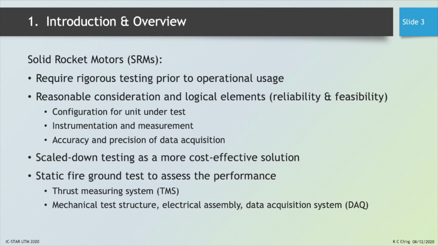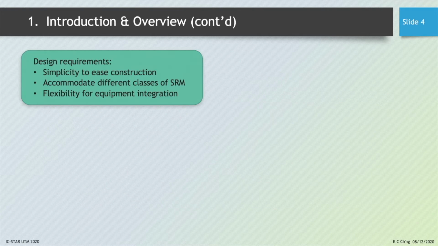The most common testing is the static fire ground test, which is to assess the performance through various parameters. This system is known as the Thrust Measurement System. Under this TMS, there are a few structures, which are the mechanical test structure, electrical assembly, and also the data acquisition system. To be clear, the scope of this study involves the design and analysis of the test structure for the static ground test. All in all, they are to ascertain the confidence level of these metrics to ensure design requirements are met. So here are the design requirements.